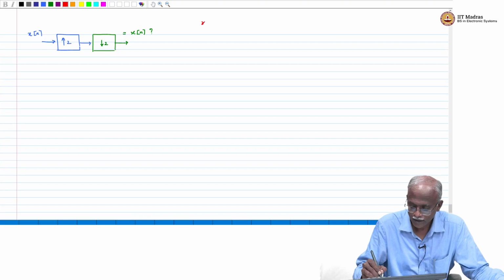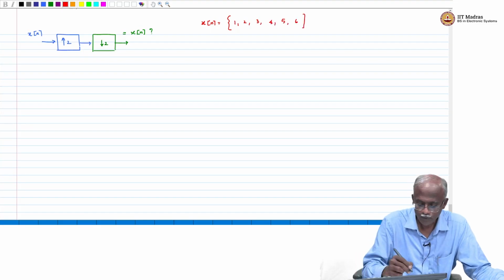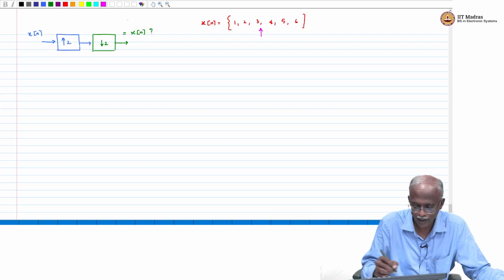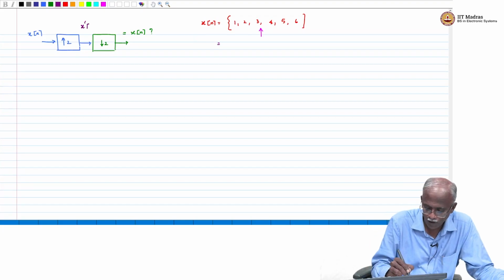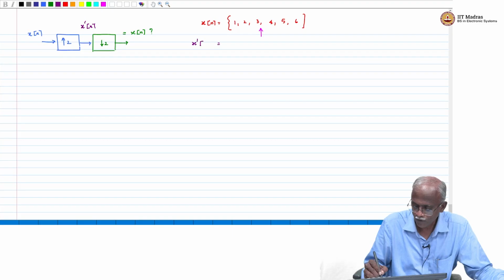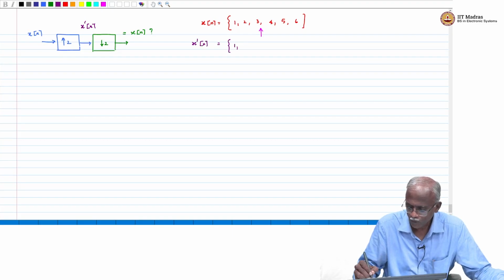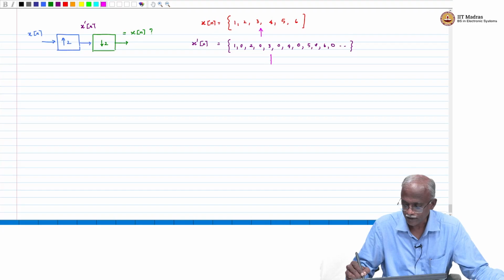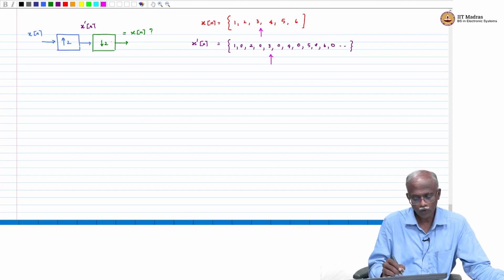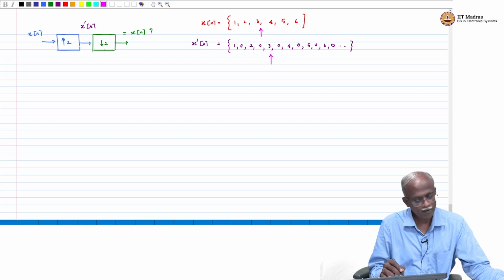Check it. If x of n is given as 1, 2, 3, 4, 5, 6 with the origin at 3, the same sequence that we did in the last example, the upsampled sequence, we'll call that x prime of n. So x prime of n, what will that be? It will be 1, 0, 2, 0, 3, 0, 4, 0, 5, 0, 6, 0, and so on. Where is the origin? Sitting at 3.